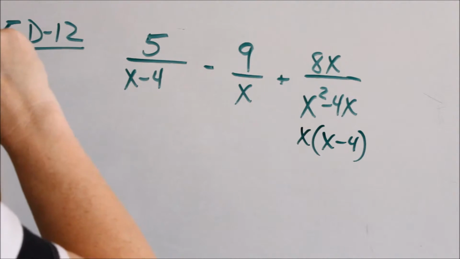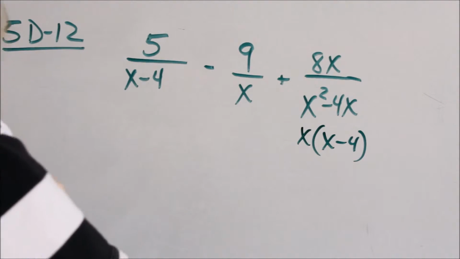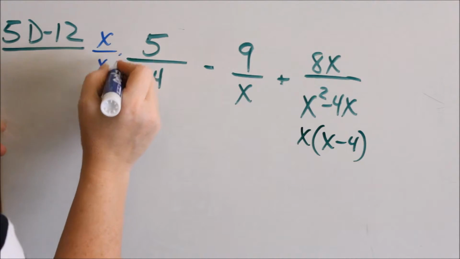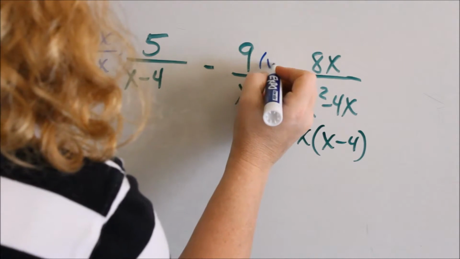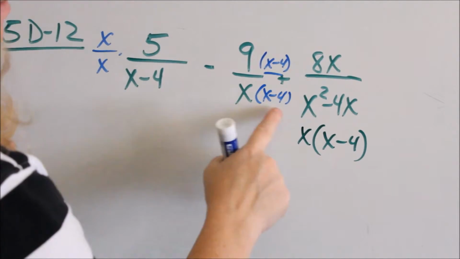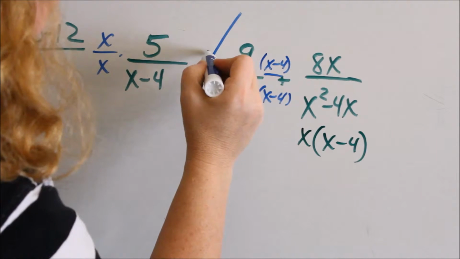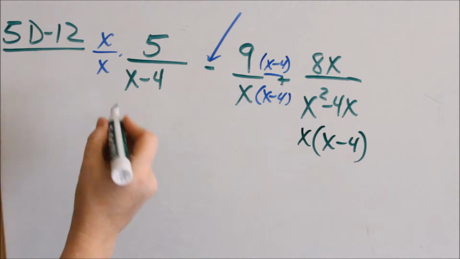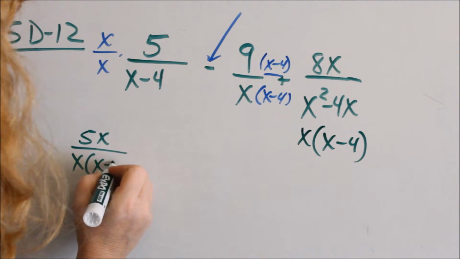So now you're ready to make a common denominator, and you can see that this would be your common denominator. For this first fraction, you need to multiply it by an x to get that denominator of x times x minus 4. To this fraction, you need to multiply an x minus 4 to get the x times x minus 4. Again, that negative is what we're going to have to watch out for. So for this first fraction, 5 times x, 5x all over x times x minus 4.